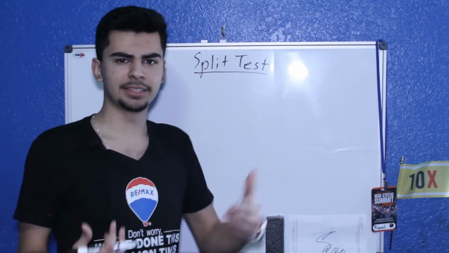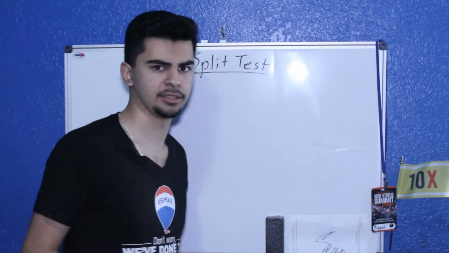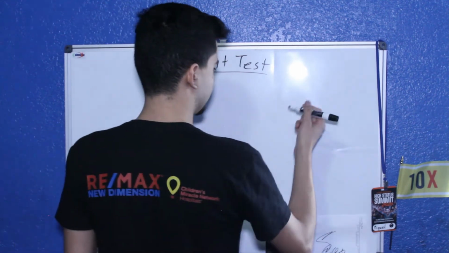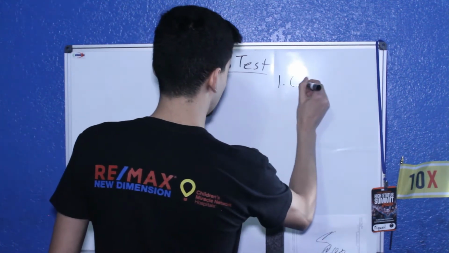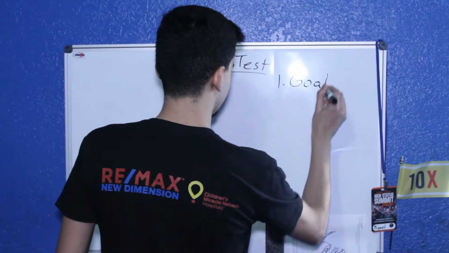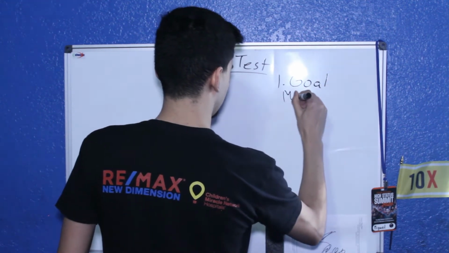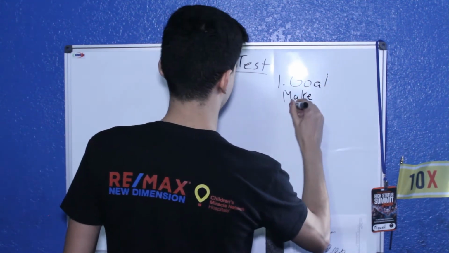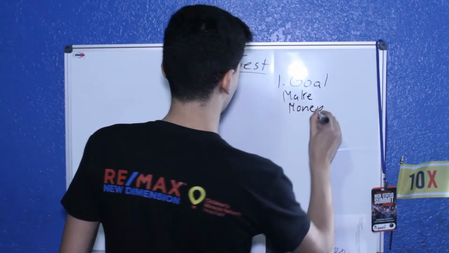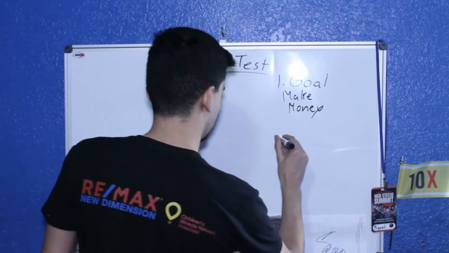Well, what is it? There are three components of the split test, okay? Anytime you're split testing, you have a goal. Now, in marketing, this goal is usually to make money, okay? That's usually our goal. Now, what we also have is our control, okay?